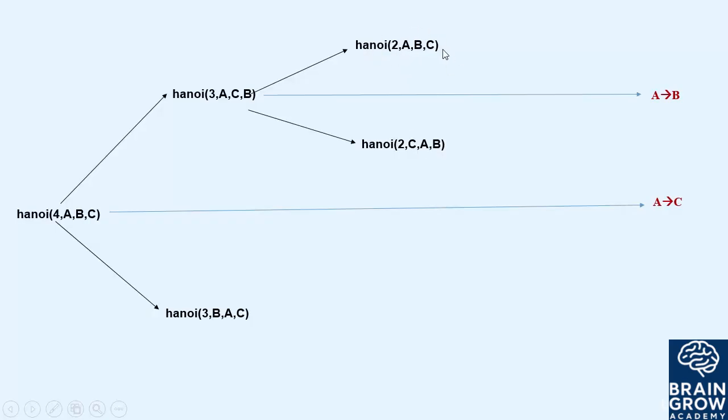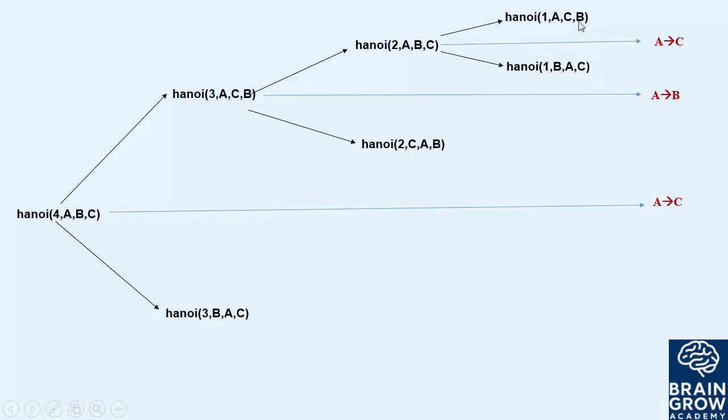Now for moving these 2 disks from A to C using B as a temporary pillar, we have to move 1 disk from A to B using C as a temporary pillar. Then we will move the 2nd disk from A to C. Then we have to move 1 disk from B to C using A as a temporary pillar.